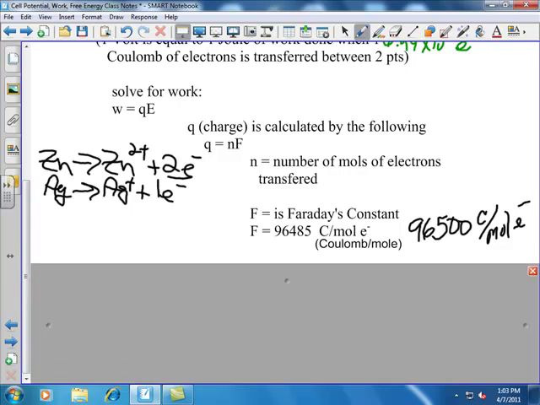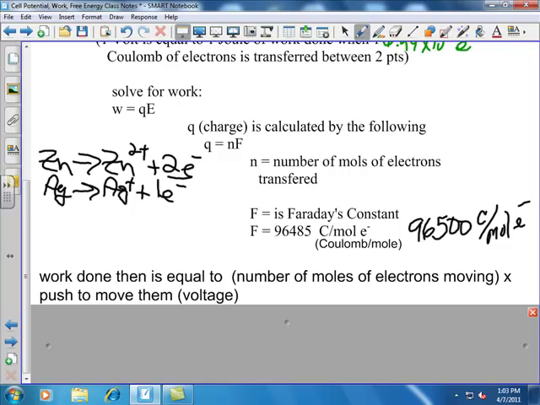What I'm trying to calculate here is work. The work that's done is equal to the number of moles of electrons moving times the voltage it takes to push them. Does that make sense for work? How much work I'm going to do is how much push I have on how many electrons I'm going to push. This term is really figuring out how many electrons you have. That's what the nF is: the number of moles of electrons moving times the voltage to push them.